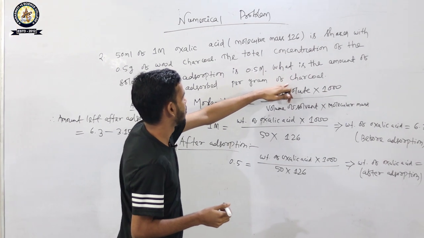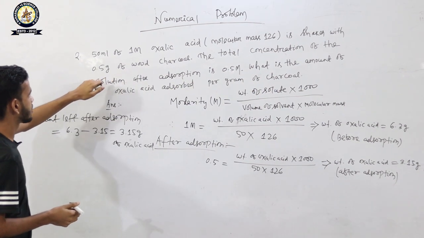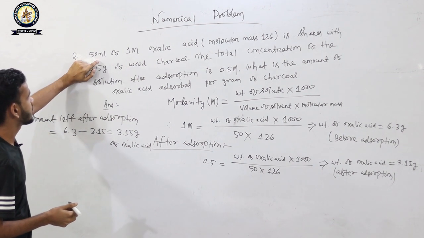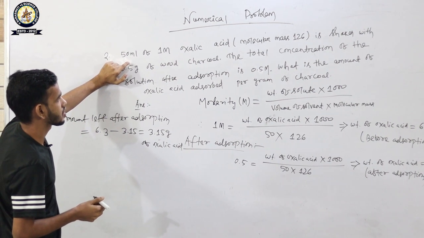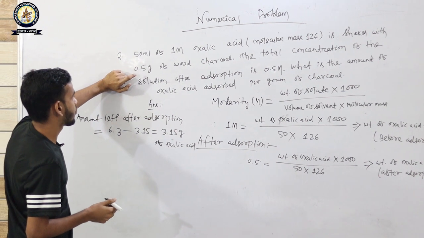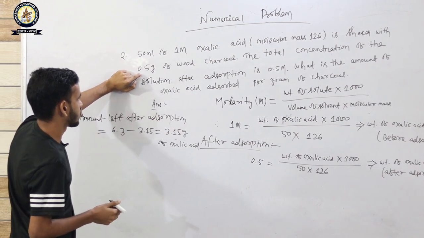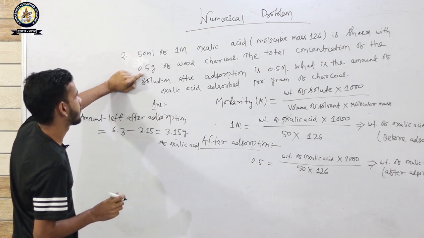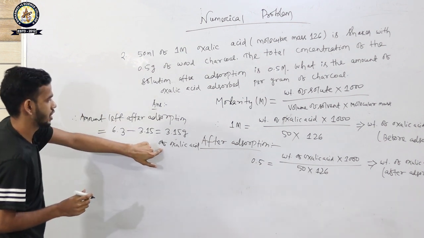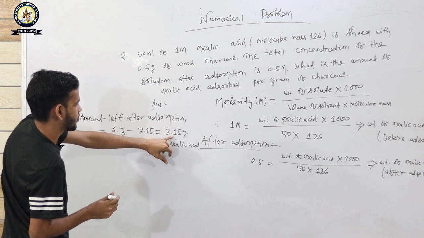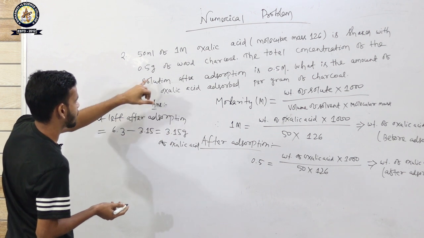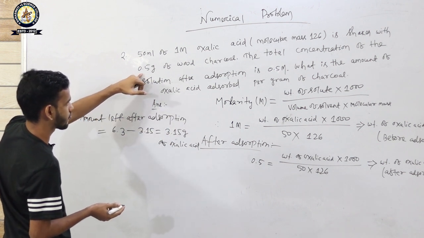So dear students, see, the question is what is the amount of oxalic acid adsorbed per gram of charcoal. Okay, so here, initially the 50 ml of 1 molar oxalic acid solution is mixed with 0.5 gram of wood charcoal. So the whole calculation is for 0.5 gram of wood charcoal. So the 3.15 gram of oxalic acid that is left after the adsorption process is also valid for this 0.5 gram of wood charcoal.